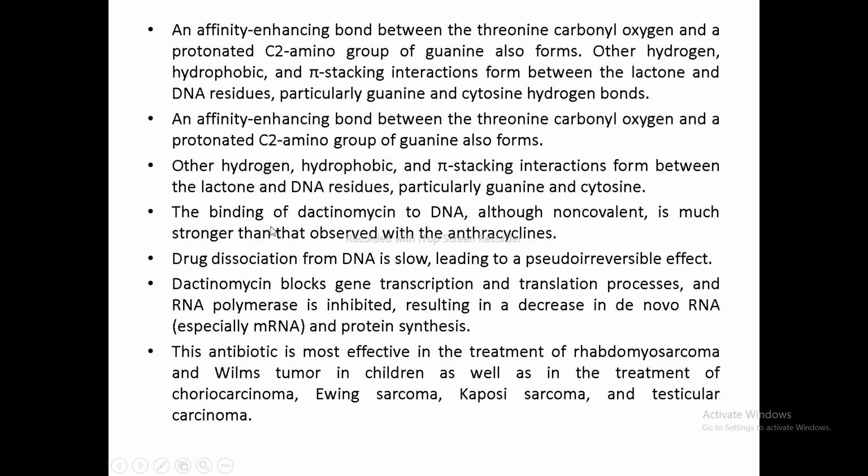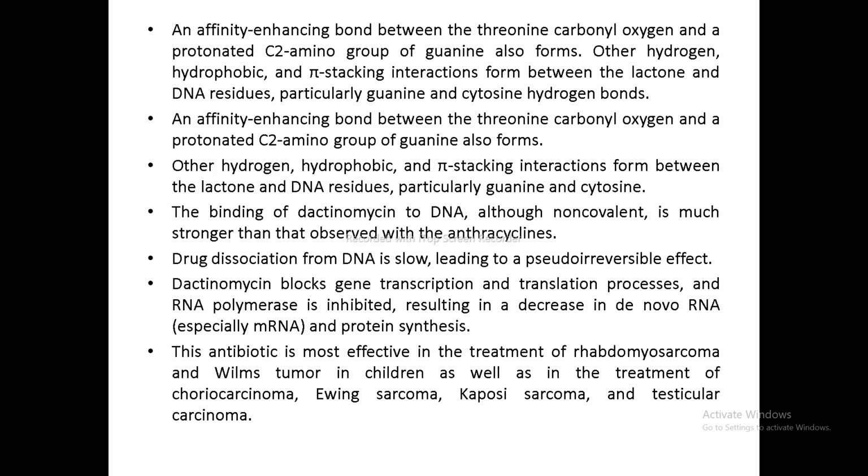The binding of dactinomycin to the DNA, although non-covalent, is much stronger than that observed with the anthracyclines. So this binding of the dactinomycin or the actinomycin to the DNA is stronger if we compare it with the interaction of the anthracycline to the DNA. Drug dissociation from DNA is slow, leading to a pseudo-irreversible effect.